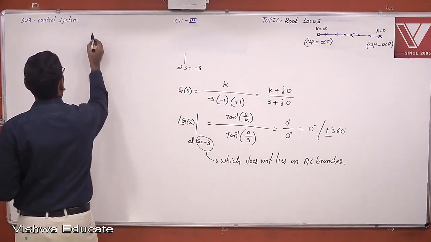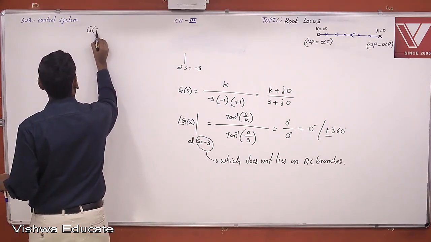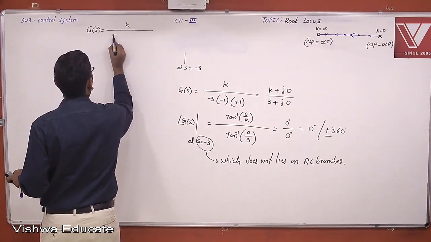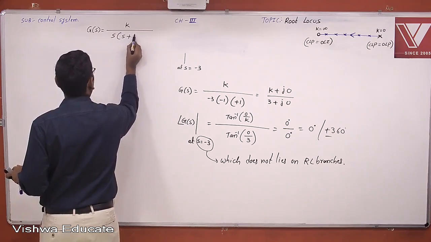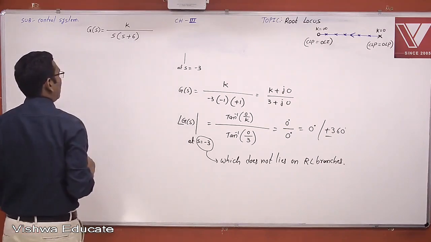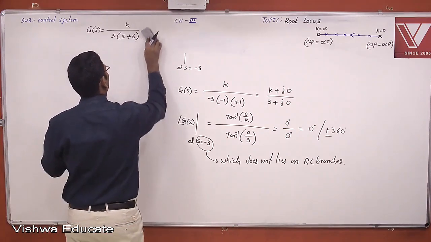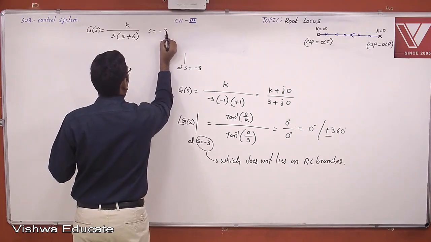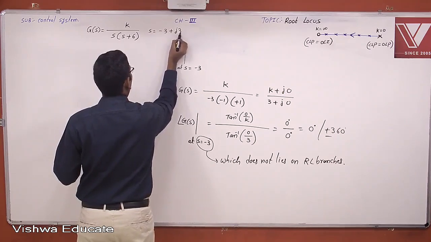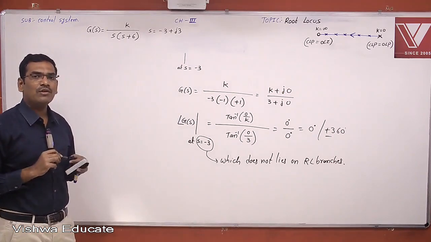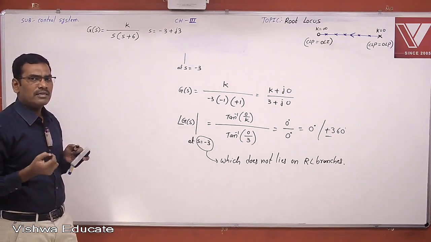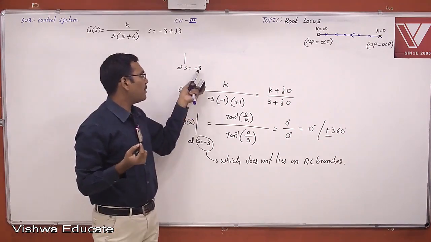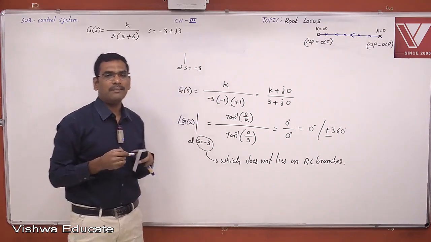This is the transfer function which is given, G of S equal to K by S into S plus 6, and identify whether the point S equal to minus 3 plus j3 lies on the root locus branches or not. I am using the word point because it has a real part and an imaginary part. Here the real part is there, and the imaginary part is 0. Now what is the question?